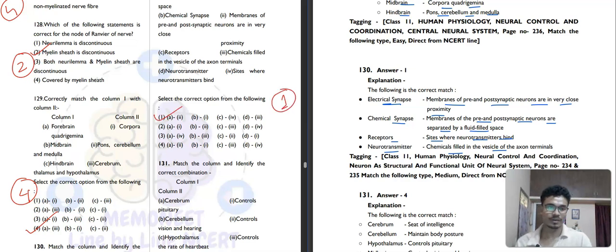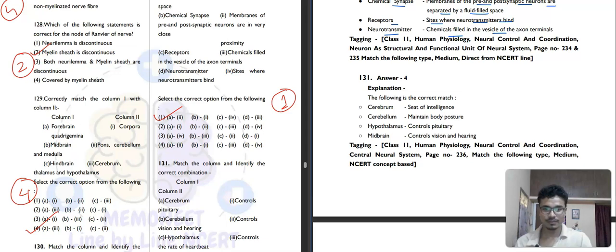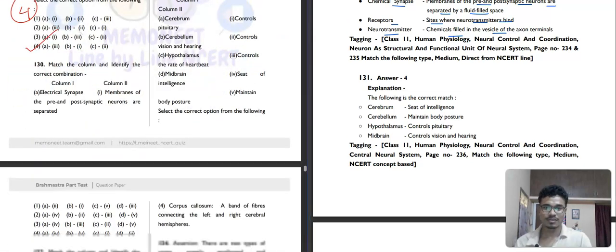Then question number 131. Match the following here: cerebrum, seat of intelligence. Cerebellum maintains body posture and balance. Hypothalamus controls the pituitary, the master gland, and midbrain controls vision and hearing. So our correct answer will be option number 4. Then question number 132.